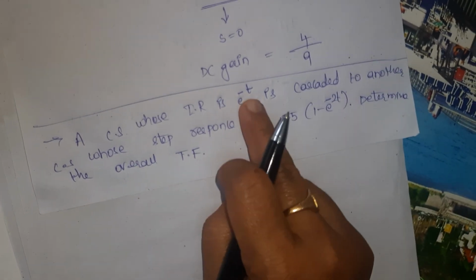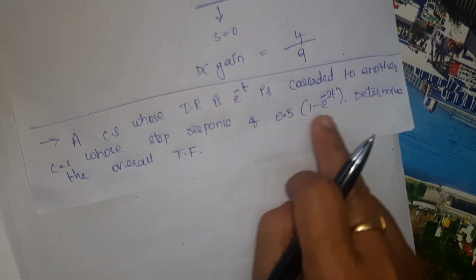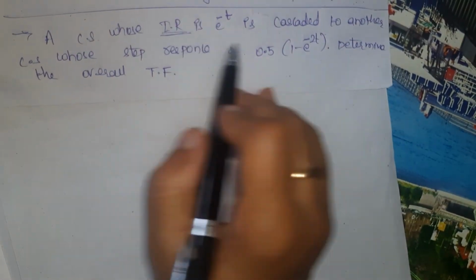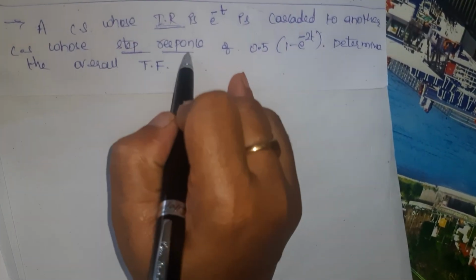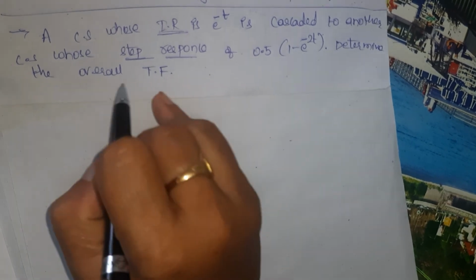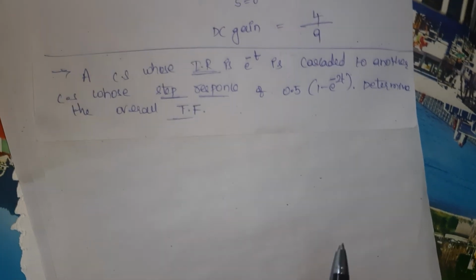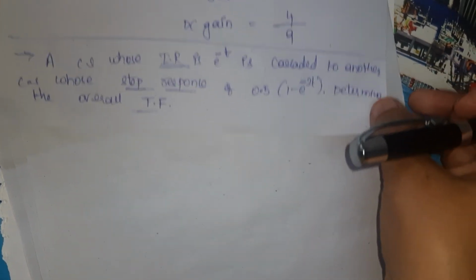Okay, one function is cascaded to another function. Here he has given the impulse response and here he has given the step response. So you have to find out the overall transfer function. Try this problem at home.